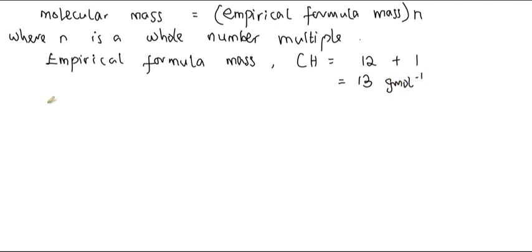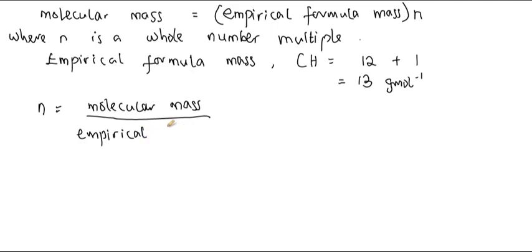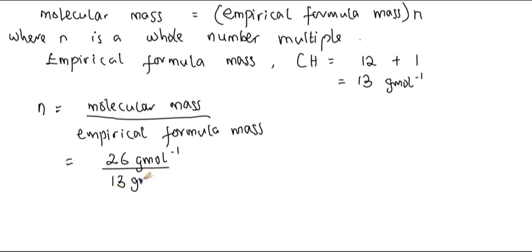Going back to the formula, N remains unknown, hence we'll be making N the subject. So N equals molecular mass divided by the empirical formula mass. The molecular mass from the question is 26 grams per mole, divided by the empirical formula mass, which is 13. So dividing this, we have 2.